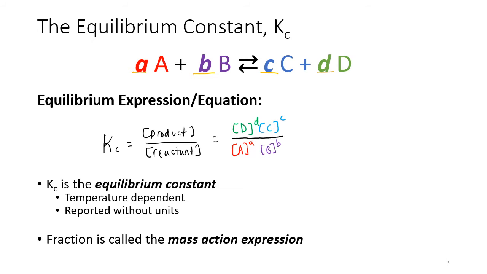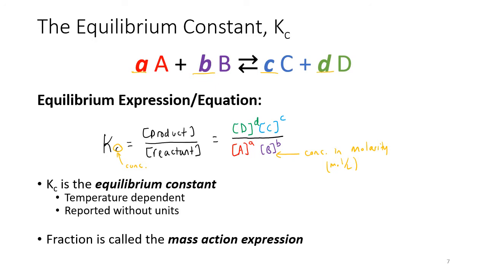Recall that the brackets mean concentration in molarity. So those are in units of moles per liter. And our lowercase c on our equilibrium constant, K sub C, also means concentration. The equilibrium constant is written without units, and it is temperature dependent. So in a lot of the problems, they will specify a temperature, but you don't actually have to use it. Just understand that the equilibrium constant will change as the temperature of a reaction changes.